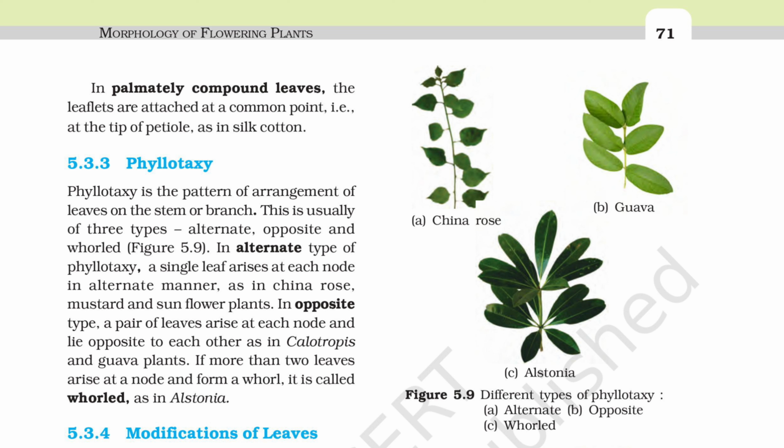Phyllotaxy. Phyllotaxy is the pattern of arrangement of leaves on the stem or branch. This is usually of three types: alternate, opposite and whorled. In the alternate type of phyllotaxy, a single leaf arises at each node in alternate manner, as in China rose, mustard and sunflower plants. In the opposite type, a pair of leaves arise at each node and lie opposite to each other, as in calotropis and guava plants. If more than two leaves arise at a node and form a whorl, it is called whorled, as in Alstonia.